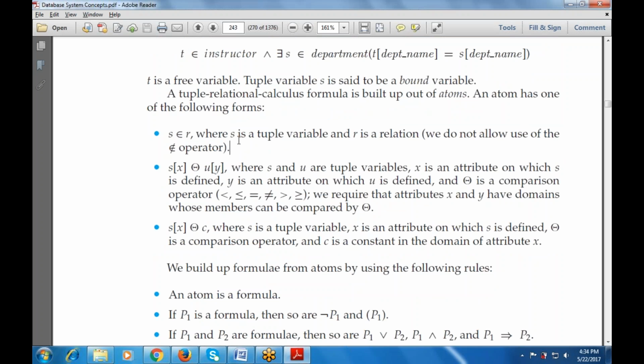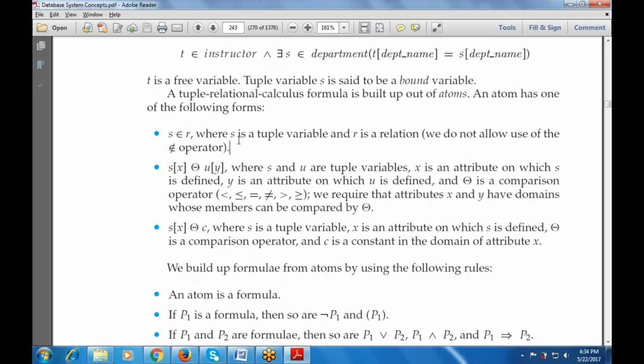Second, s[x] Θ u[y], where s and u are tuple variables, x is an attribute on which s is defined, and y is an attribute on which u is defined. In between is a comparison operator, that may be less than, greater than, equals, not equals, or greater than or equal to.